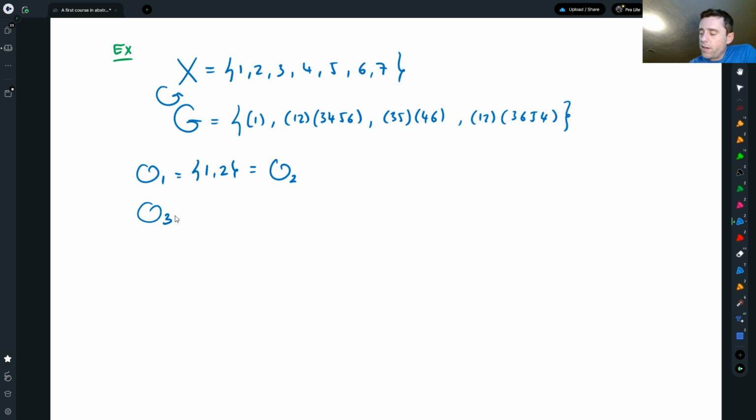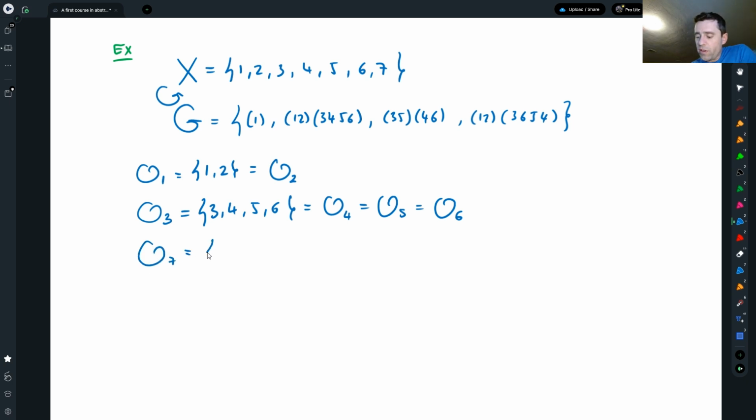What about the orbit of 3? You can see that 3 is stable. 3 can go to 4, and then 3 can go to 5, and 3 can go to 6. So from 3 you can go to 3, 4, 5, or 6, but not to 1 and 2. That also tells me that the orbit of 4, the orbit of 5, and the orbit of 6 are all the same. Great. What about the orbit of 7? 7 is not touched by any of those permutations, so 7 is a singleton. 7 just goes to itself.